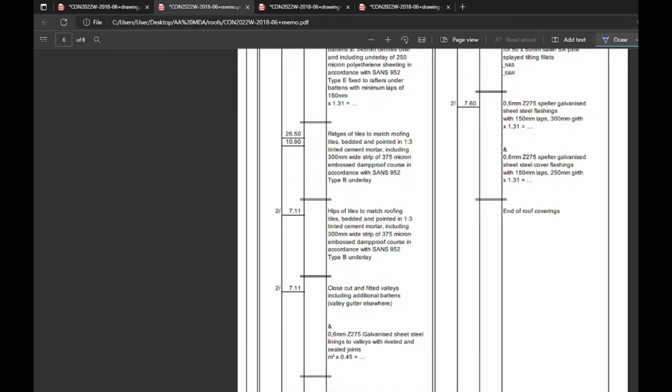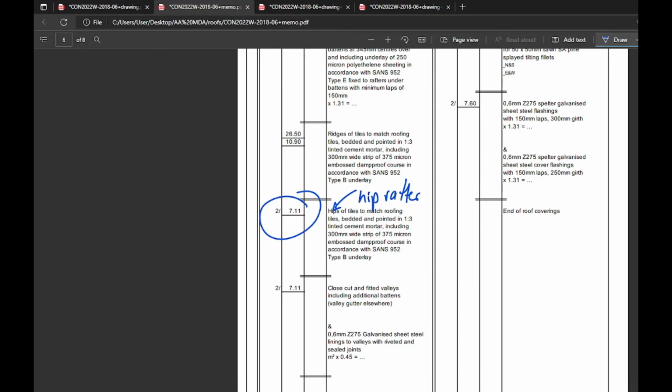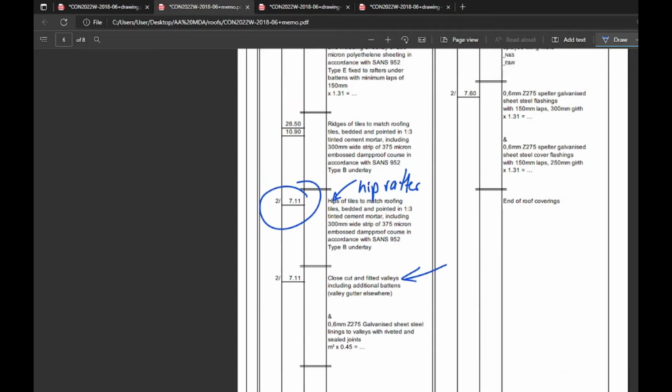Okay? Hips. The hips, that I can see is straight from the ridge. Sorry, that is a hip rafter value. Okay? And then 2 hip rafters. 1, 2. Okay? Let's take a look. Okay, the valleys. Valleys are unique in the sense that they do not get a tile.